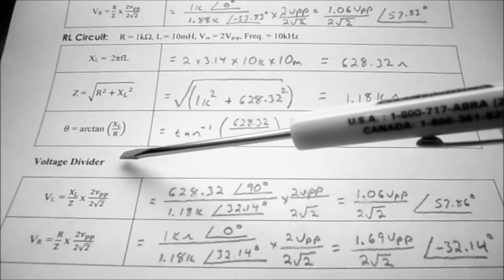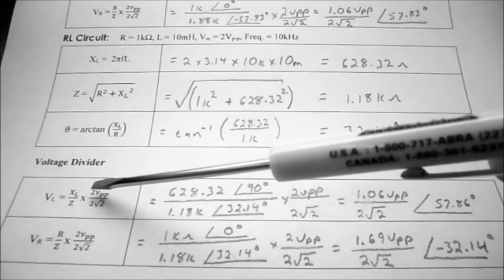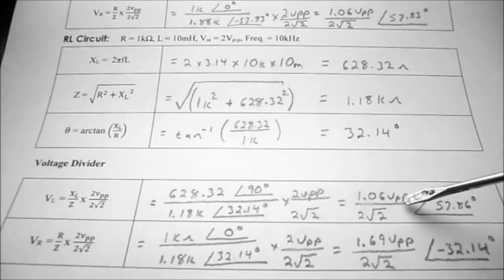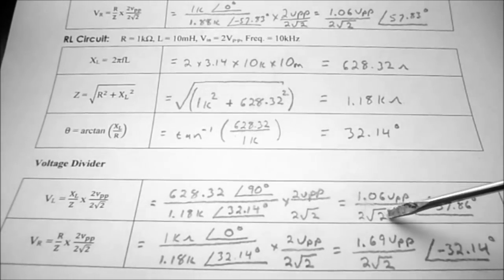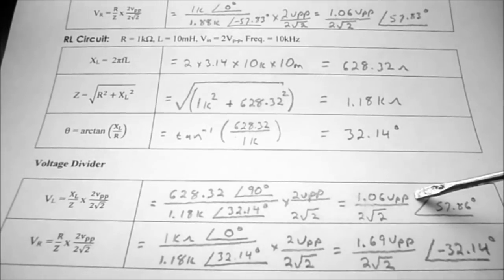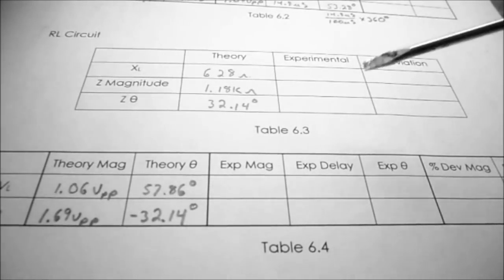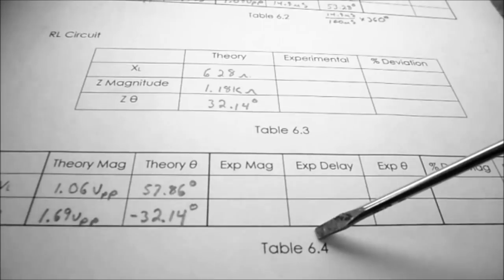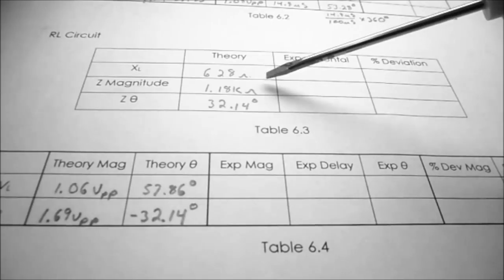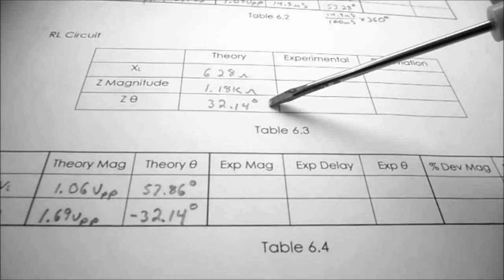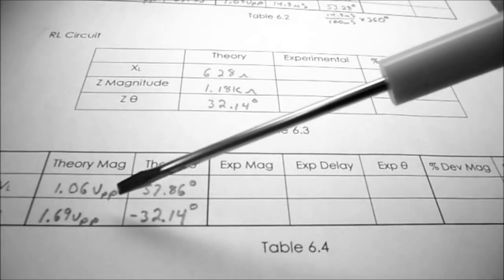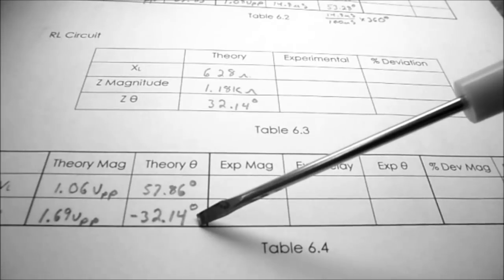And when you get down to the voltage divider for the RL circuit and we calculate VL and VR, I just want to remind you that I left my answers as peak-to-peak voltages divided by 2√2, so that I can compare these to the oscilloscope readings. On table 6.3 and 6.4, I've filled in my calculations for the RL circuit: XL, Z magnitude and Z theta, VL magnitude and theta, VR magnitude and theta.